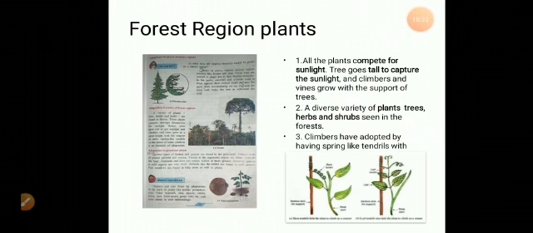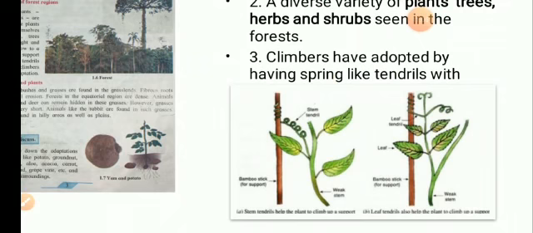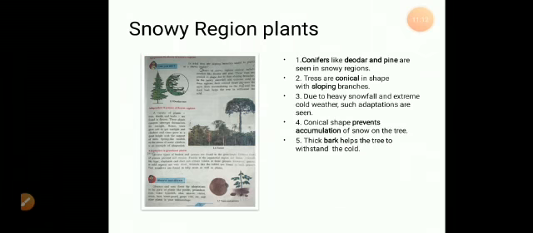Now in the forest a great variety of plants are present, such as trees, shrubs and herbs. Now these plants compete with each other for sunlight. Hence they grow tall and tall, competing with each other. Then there are climbers. Now these climbers and vines, they grow to a great height with the support of trees. Now these climbers have tendrils. So you can see how they circle them or entwine them around the support.